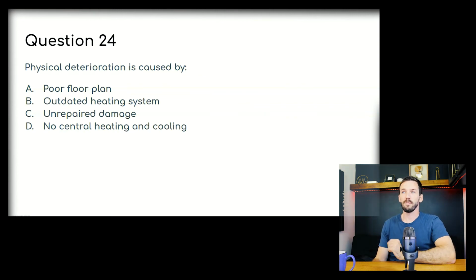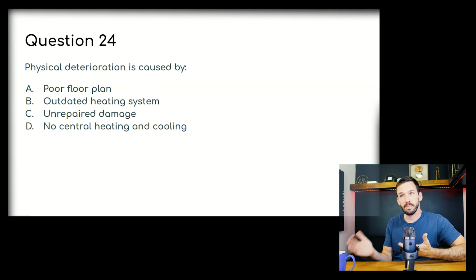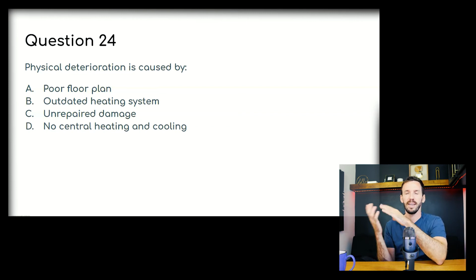Question 24. Physical deterioration is caused by poor floor plan, outdated heating system, repair damage, or no central heating and cooling. So I mean, outdated heating here could be physical if it's like a real issue. You can get mold, which then can start deteriorating some of the foundation and stuff, the wood. Also like baseboard heaters shriveling up your vinyl floors and stuff like that. But realistically, any unrepaired damage will do here.